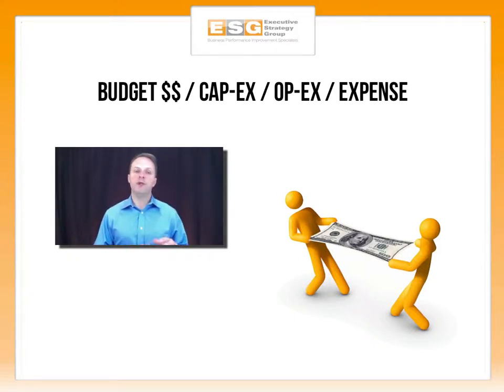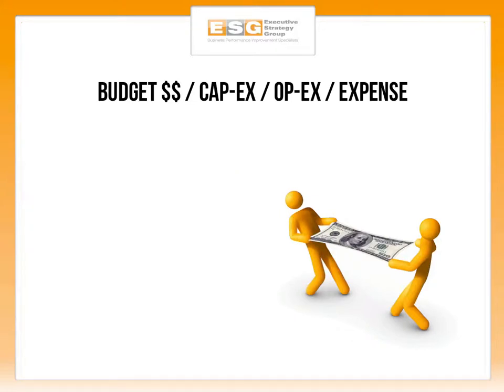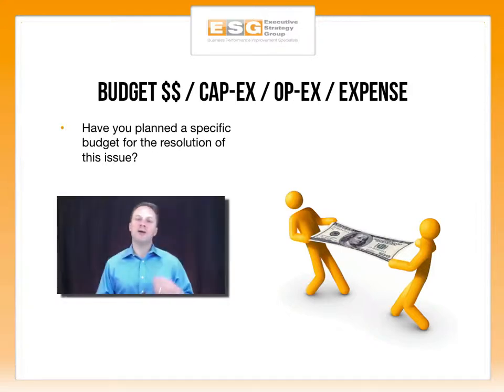So plenty of people have pain out there that they're unwilling to pay to fix. The game here is to figure out, are they willing to pay to fix it? So one of the first questions that we typically ask to flesh this out is, have you planned a specific budget for the resolution of this issue? So we're not asking you how much is your budget or how much money do you have. We're just asking the first question, have you set aside funds to deal with this issue, or is this going to be a firefight scenario?